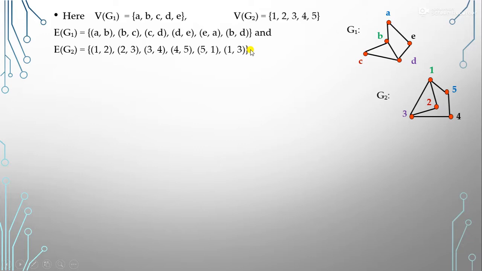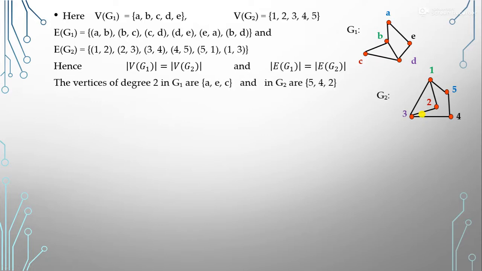Now from these points you can say that the number of vertices in G1 is equal to the number of vertices in G2, because here the vertices are 5 and also 5 in graph G2. Now the edges: how many edges are in graph G1? 1, 2, 3, 4, 5, 6. There are 6 edges, and also 6 edges in graph G2.